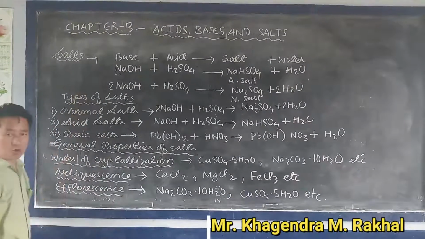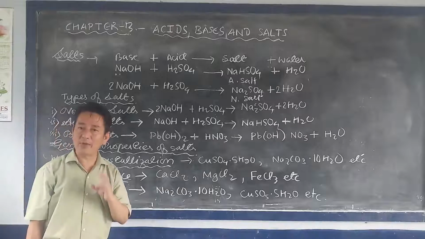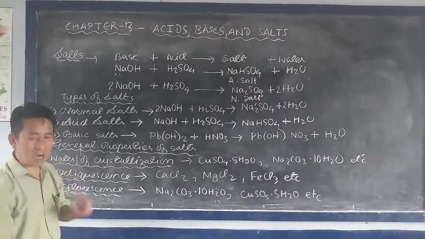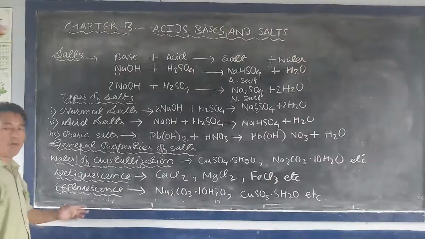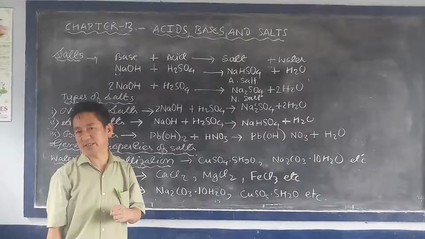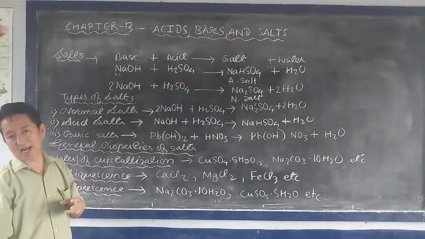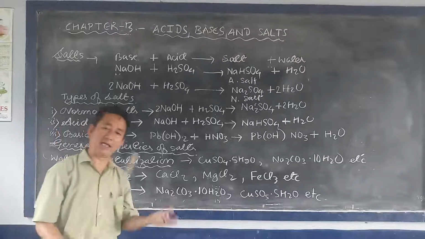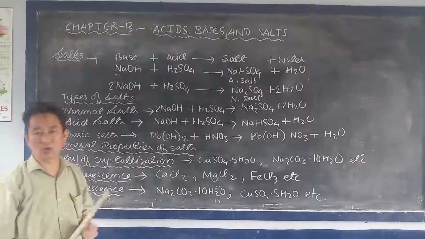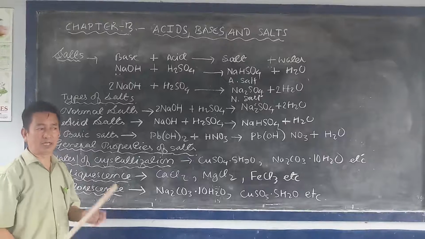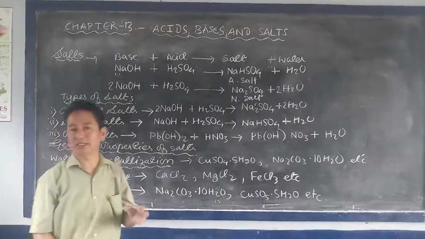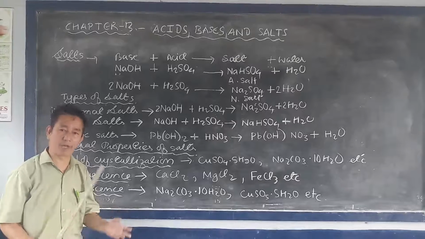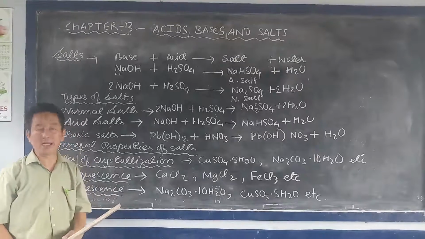Now what are salts? Salts are the chemical compounds which are formed by partial neutralization of an acid and a base. It means that when an acid reacts with a base or a base reacts with an acid, they give salt and water molecule. That means salt and water are the products which are formed when an acid reacts with a base or a base reacts with an acid.